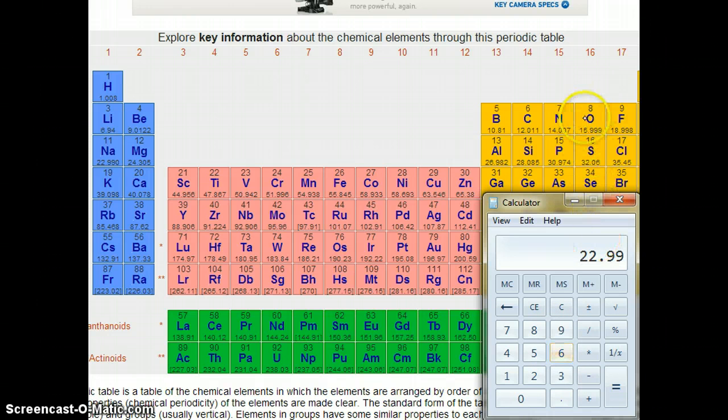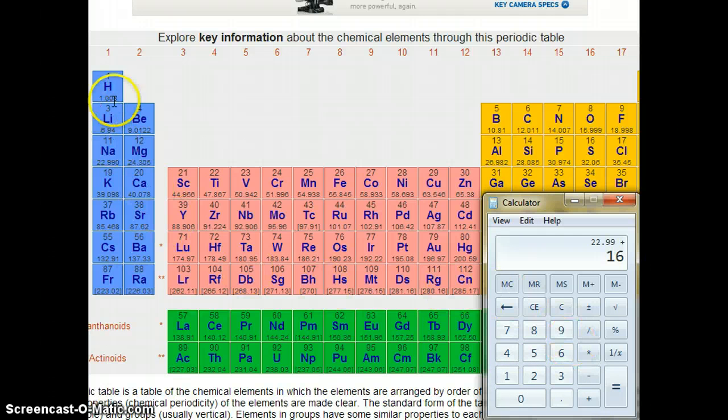Hydroxide is a hydrogen and an oxygen. This periodic table is from webelements.com. It isn't like what we have in class, where oxygen is 16, so I'm actually going to add 16 instead of what you see here from Web Elements, plus 16.